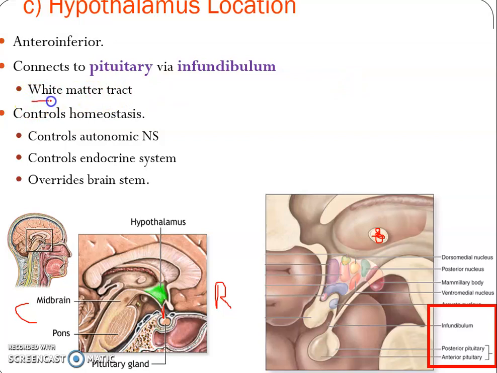This is actually a white matter tract. So it's myelinated axons going from one part of the brain to another part. And it controls homeostasis. That is your body keeping within its set points. It controls the autonomic nervous system. It controls the endocrine system. It can override your brainstem. So according to one of my graduate teachers, that was the most important part of the brain because of its role in regulating homeostasis.